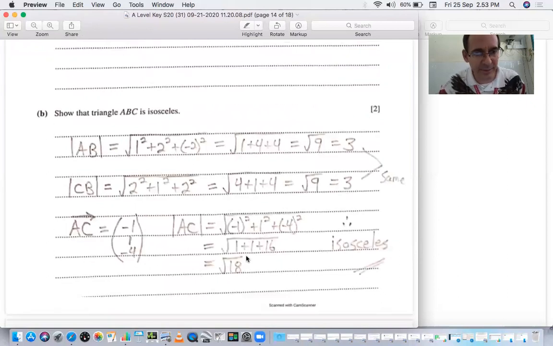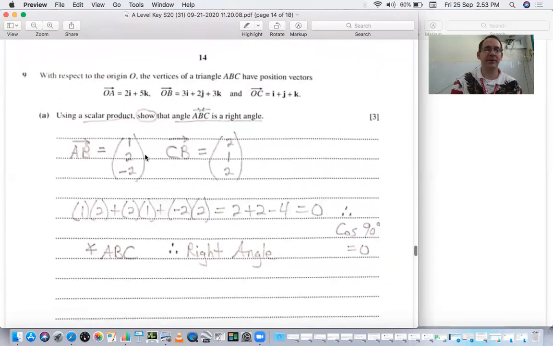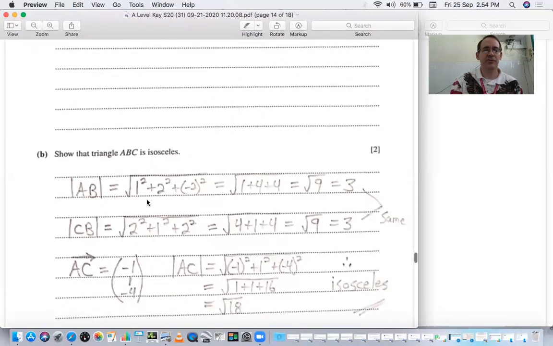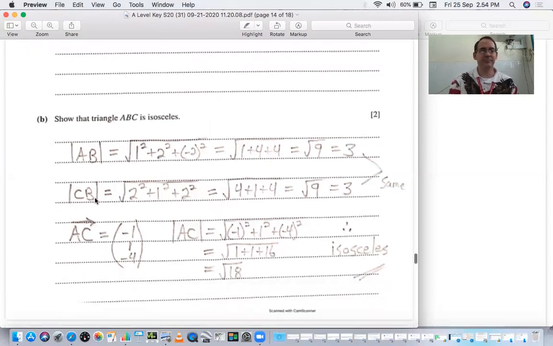Show that triangle ABC is isosceles. Well, so I just took the magnitude of A, since I have AB up here, just find the magnitude. So 1, 2, and negative 2, you square them and put them into this extended form of the Pythagorean theorem. So 1 squared plus 2 squared plus negative 2 squared, square rooted. And that comes out to square root of 1 plus 4 plus 4, which is root 9, which is 3. Then if you do CB and work that out, you also get 3, which those are the same.